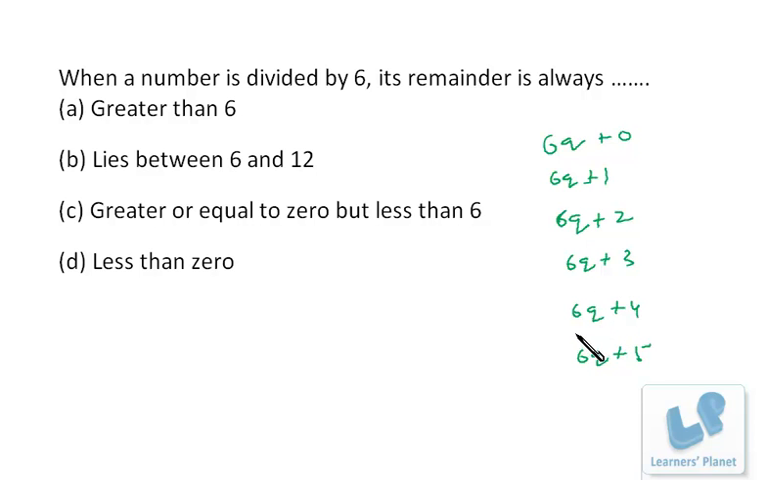Now what is happening over here? If we divide any number by 6, we'll be getting the remainder as 0, 1, 2, 3, 4 or 5, right? But the remainder cannot be more than 5, right? So greater than 6 is incorrect. Lies between 6 and 12, it's also incorrect. Greater than or equal to 0 but less than 6, this is correct, right? And less than 0, the remainder cannot be negative. Okay, so this is the correct option. I hope you are clear.